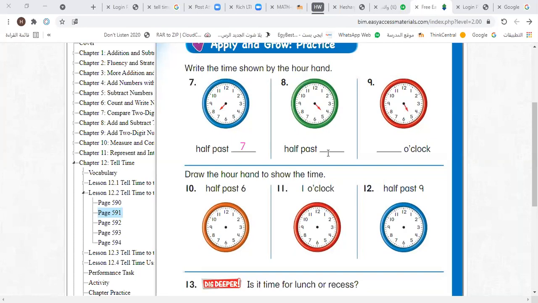What's the time in number 8? It's half past what? 4. Excellent. It's at the halfway between 4 and 5, so it's half past 4.